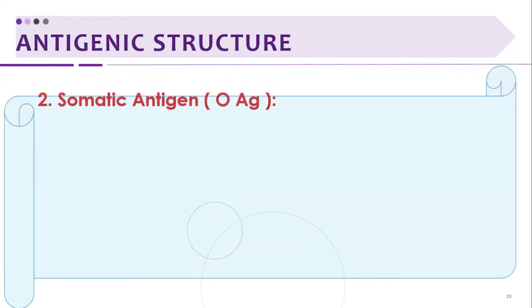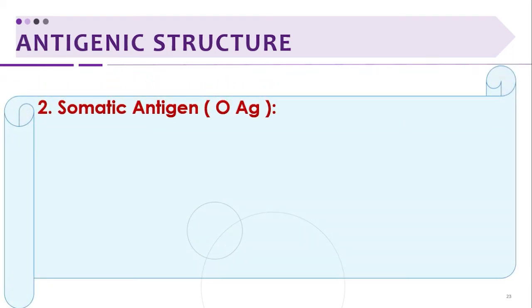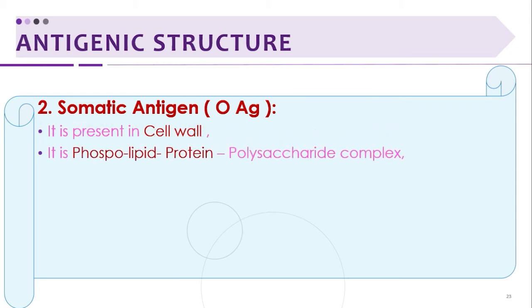Next we'll come to the next antigen, the somatic antigen, also known as the O antigen. This O antigen is a very complex structure, present in the cell wall of the bacteria, that is the Salmonella species. It is a phospholipid, protein, polysaccharide complex, and it is heat stable.